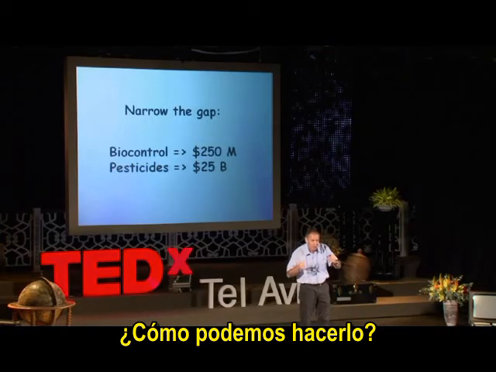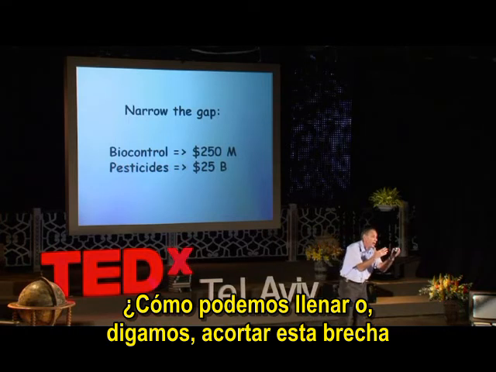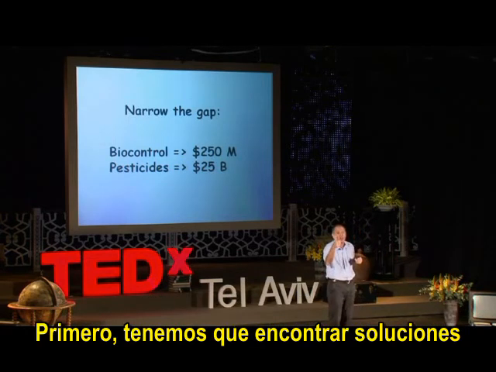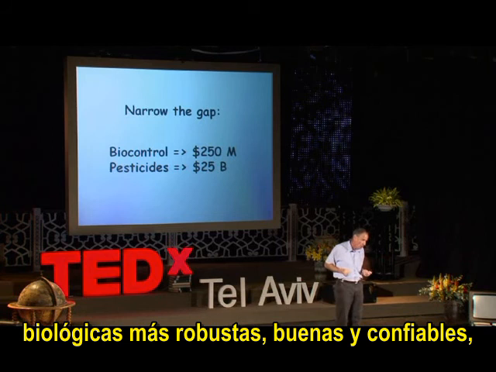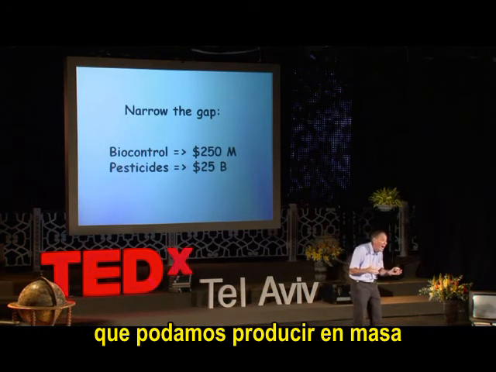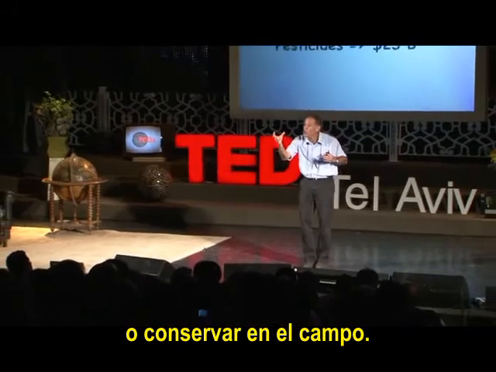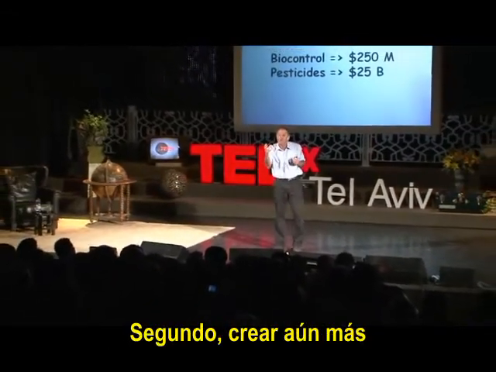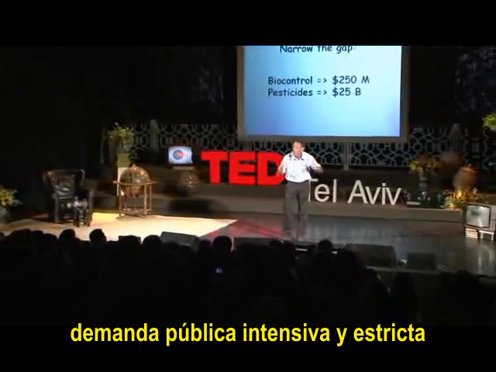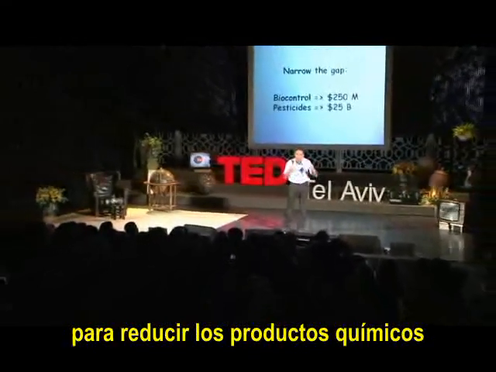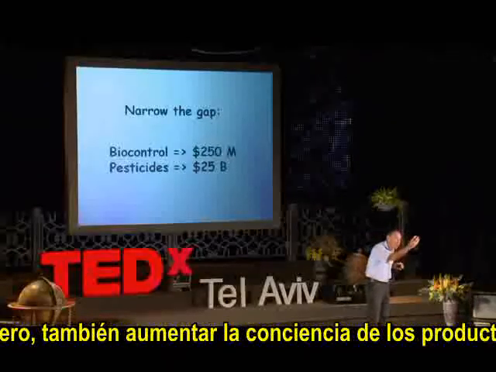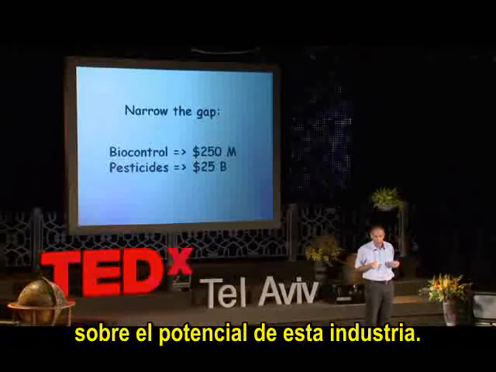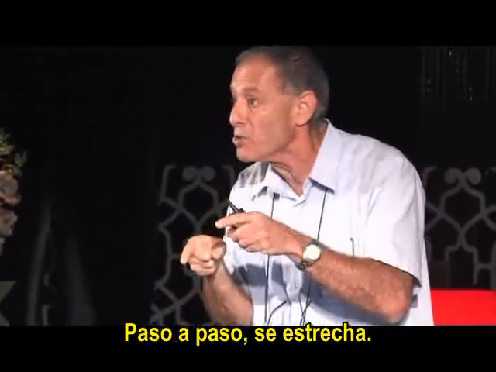So actually, how can we do it? How can we bridge, or let's say narrow, this gap in the course of the years? First of all, we need to find more robust, good and reliable biological solutions. More good bugs that we can either mass produce or actually conserve in the field. Secondly, to create even more intensive and strict public demand for reduction of chemicals in the agriculture of fresh produce. And thirdly, also to increase awareness by the growers of the potential of this industry. And this gap really narrows, step by step, it does narrow.